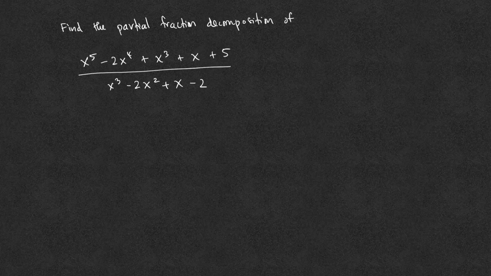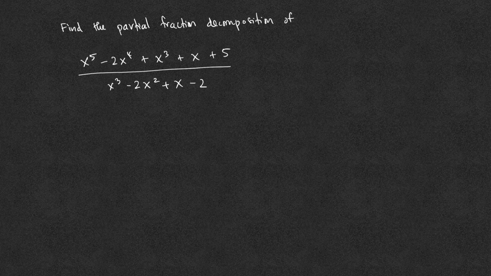Find the partial fraction decomposition of the rational function x to the fifth minus 2x to the fourth plus x cubed plus x plus 5 over the quantity x cubed minus 2x squared plus x minus 2. Observe that the degree in the numerator is 5 and the degree in the denominator is 3, so we can't perform partial fraction decomposition, not yet, unless we perform long division and turn this into a proper fraction.